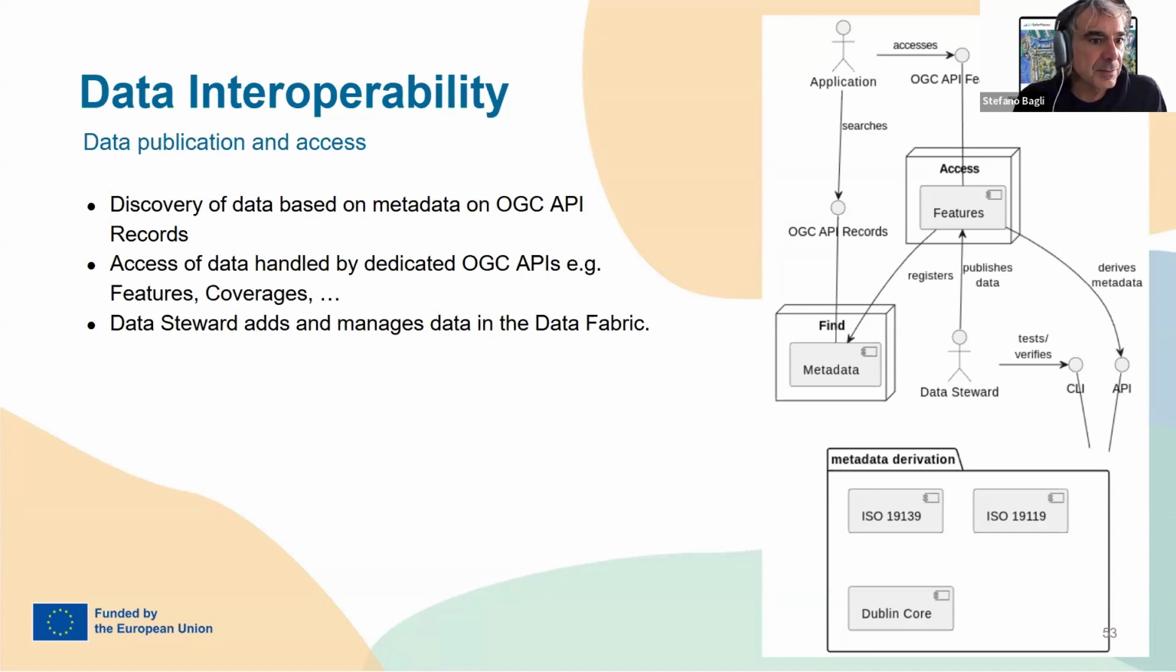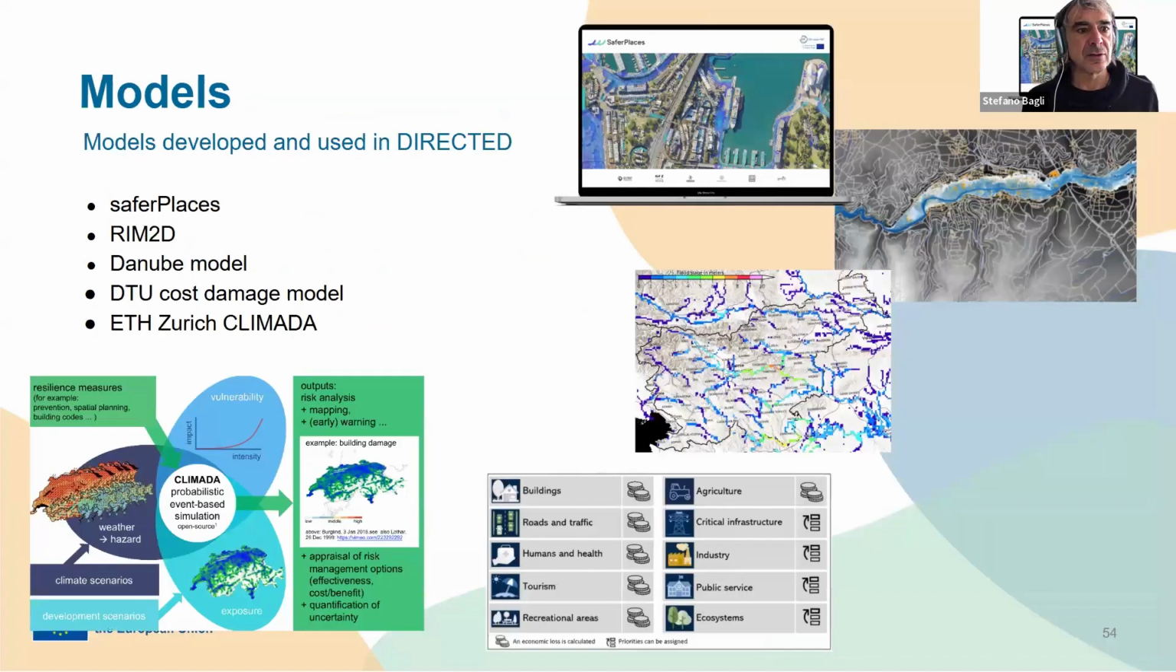The same concept is more or less replicated in the next slide with the models. In the data fabric, we have a set of models able to, for example, simulate flood hazards or flood risk. We have the SaferPlaces and the RIM2D models provided by partners inside the project. And we have CLIMADA and a DTU model for damage assessment.